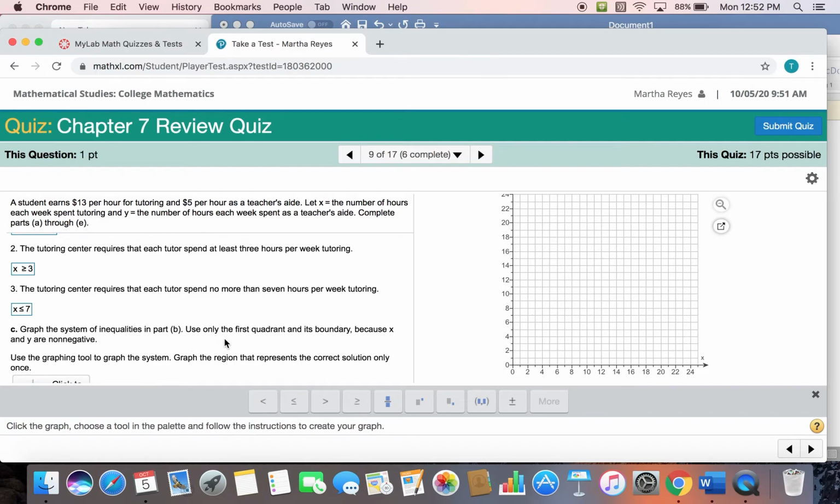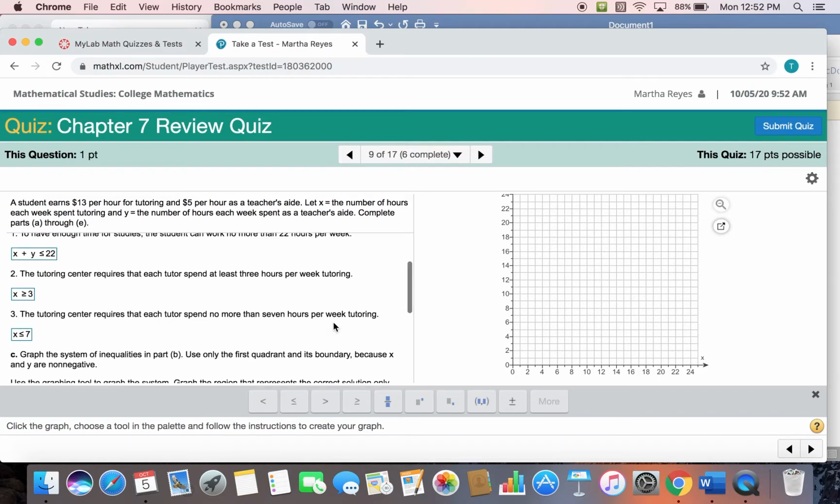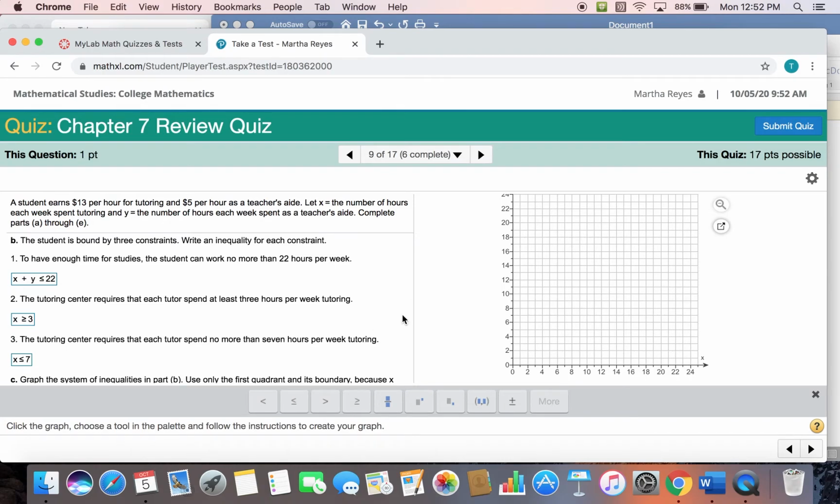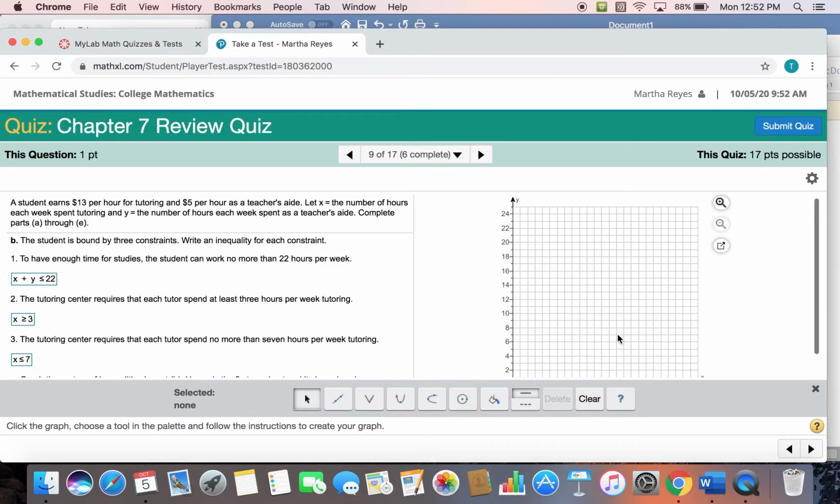Okay, so graph the system of inequalities in part B. All right, so what we would do is take the first line, x greater than or equal to 3. We would plot along 3 and make a vertical line, and everything above that would be filled in. Okay, so let me see how I can do this here. So I've got the line at 3. Now everything above it should be filled in. And since it's equal to, it's a solid line. Then I've got the line at 7, which is up here, which I would put in.